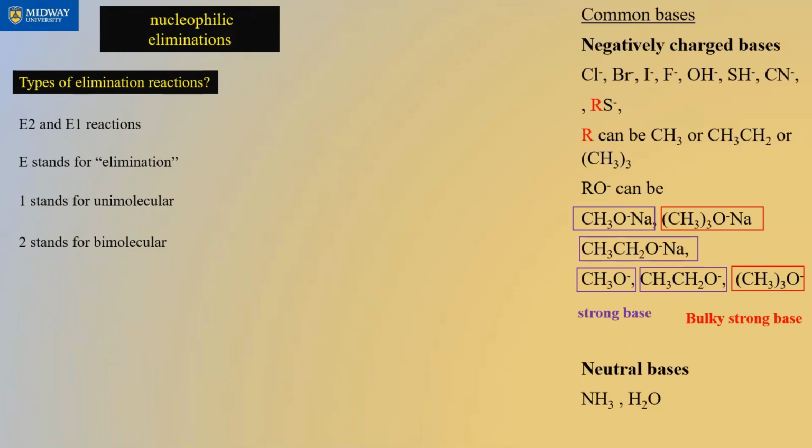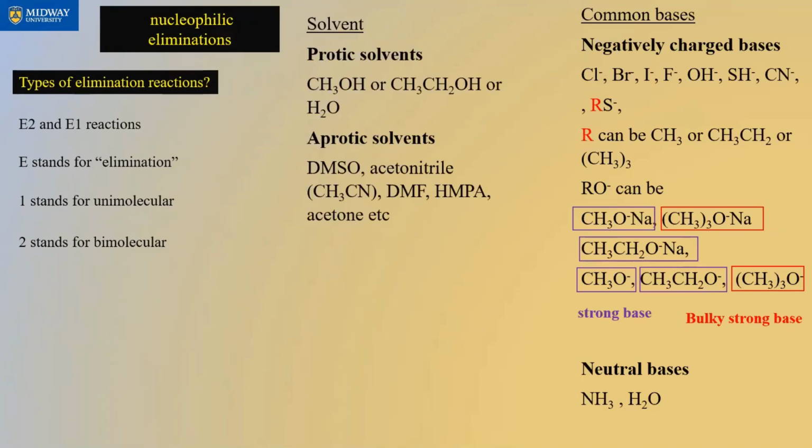As with SN2 and SN1, in E2 and E1, 2 stands for bimolecular, 1 stands for unimolecular, and you also have an option for protic or aprotic solvents. Protic typically means more polar, and aprotic typically means non-polar. And here's the sequence of the leaving group that we've looked at. The group on the far right side has a higher tendency to leave, and this has a lower tendency to leave.